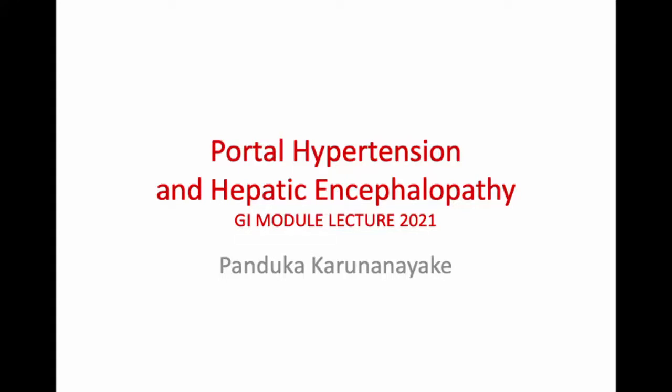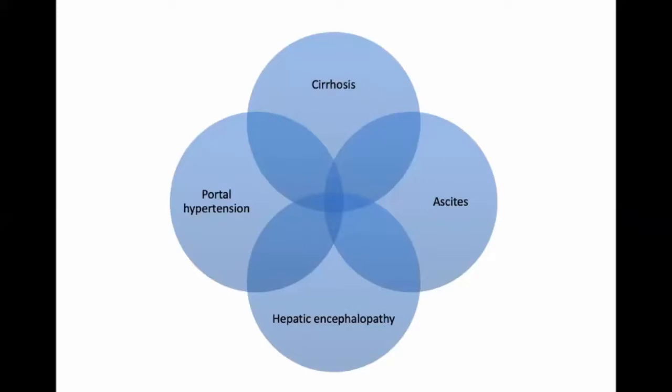Okay, thank you. So today, in the first lecture, the first one hour, I have been asked to talk about portal hypertension and hepatic encephalopathy, two different topics. But I'll start off by showing you this diagram. You can see that there are four entities in this diagram: cirrhosis, then portal hypertension, ascites, and then hepatic encephalopathy.